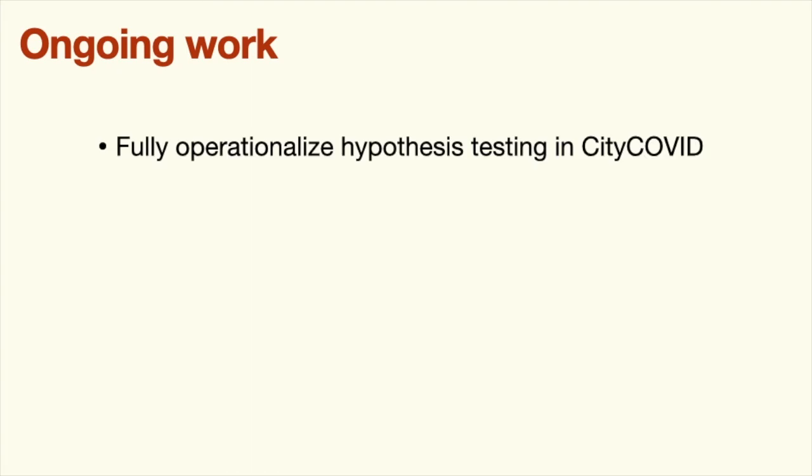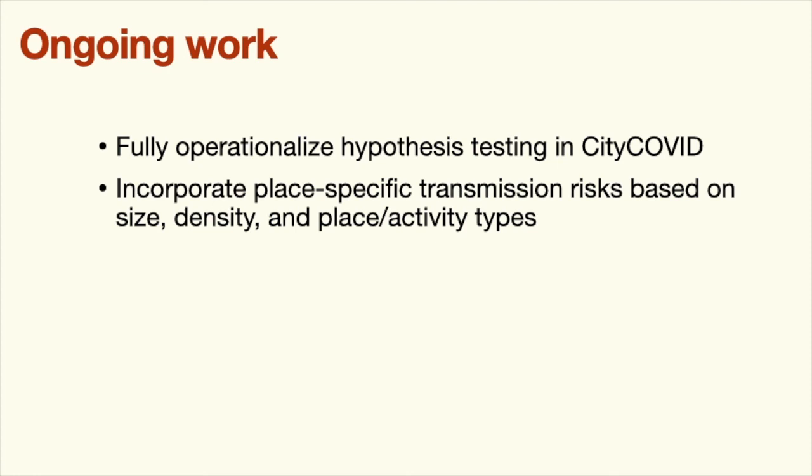This is ongoing work, and the first next step is to fully operationalize our hypothesis testing within the CityCOVID agent-based model. This requires updating the epidemiologic model that sits on top of CityCOVID, as well as updating some of the internal mechanics of the model to allow for logging at a higher granularity to better track where disparities are showing up in transmission, in hospitalizations, and also in mortality. Part of this is to incorporate place-specific transmission risks, which will be based on things such as the size of the place, the density of the number of visitors and workers at that place, and also the activity types that can take place at a given place.